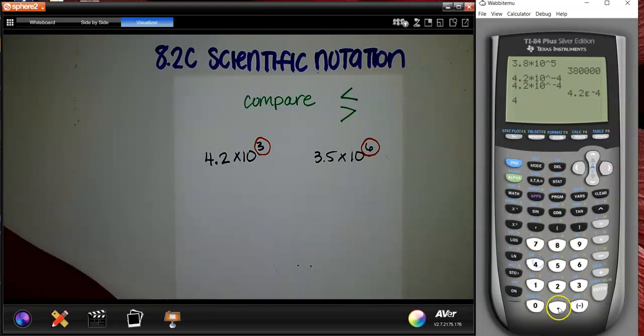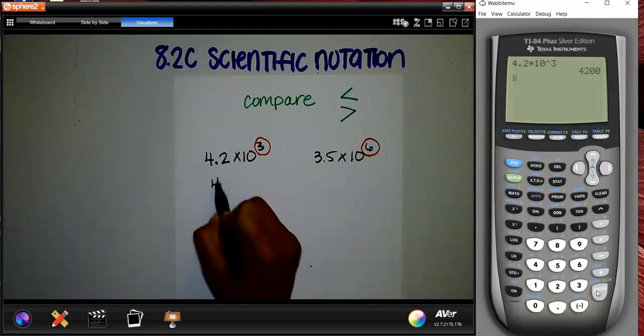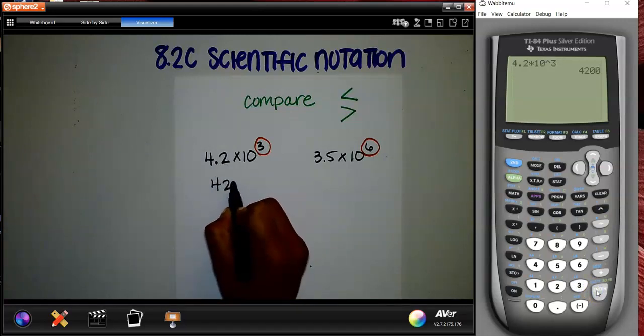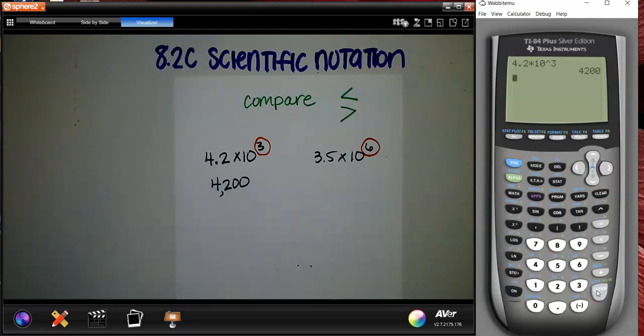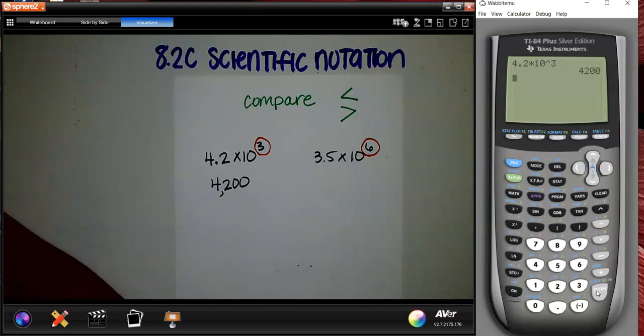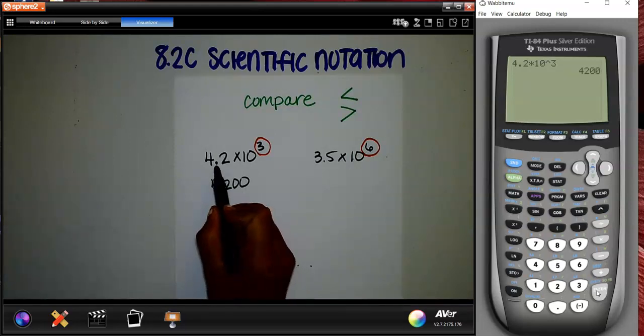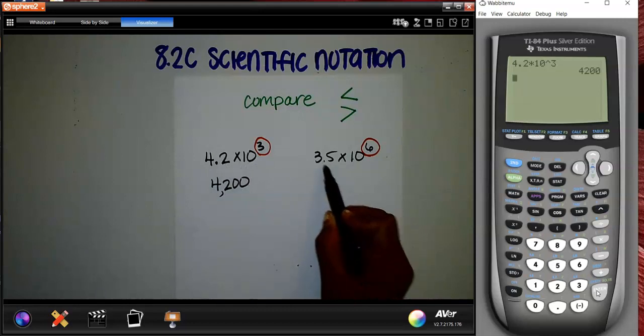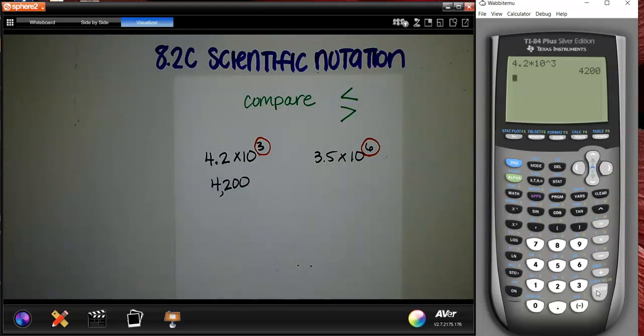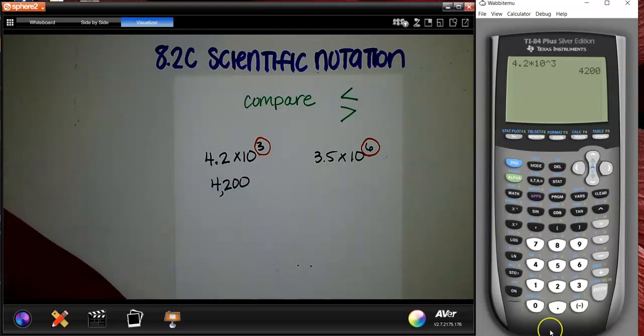So I'm going to take 4 and 2/10. Actually, I'm going to clear this really quick. Okay, so 4 and 2/10 times 10 to the power of 3. And here I get 4,200. Okay, so again, because I only moved that decimal 3 times this way, here I'm going to move it 6 times this way, so that's why I'm predicting that I'm going to get this larger number.